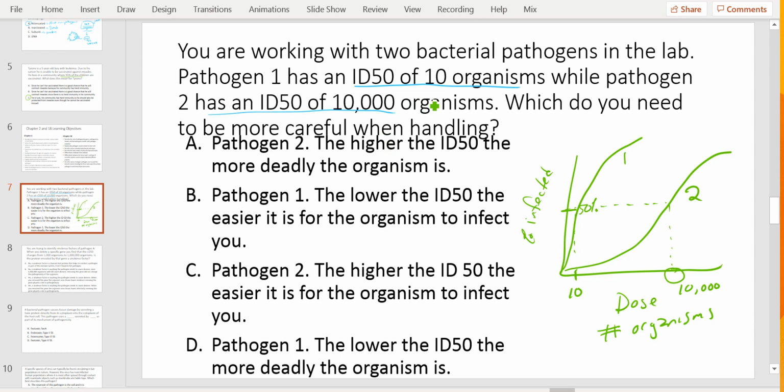So remember, the ID 50 is telling you how infectious something is. The lower the number, the fewer number of organisms you actually have to be exposed to get the disease, which means the more infectious the pathogen is. So the lower the ID 50, the more infectious the pathogen. As we look at these, a pathogen 1 clearly has a lower ID 50. That means it's going to be more infectious, and when you're working with them and handling them, you have to be much more careful handling that one because only a few organisms can make you sick. And so if we read through the answers, the answer to this one is going to be B, that pathogen 1, because the lower the ID 50, the easier it is for that organism to infect you.